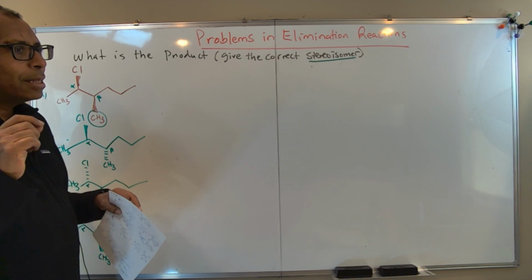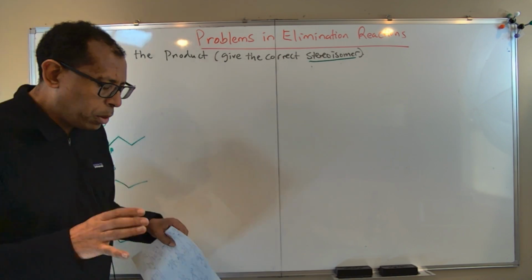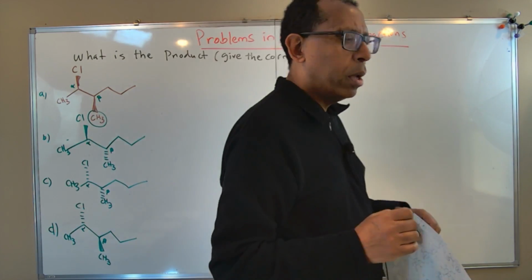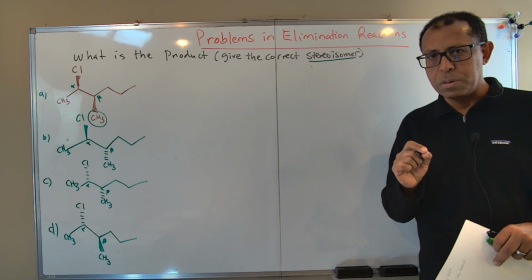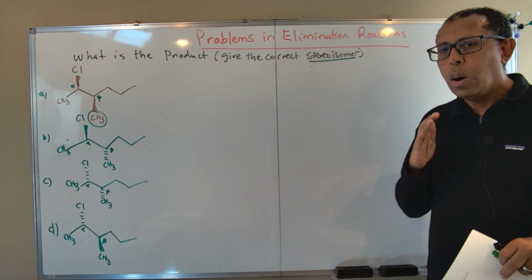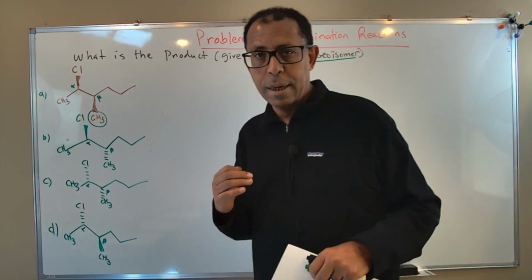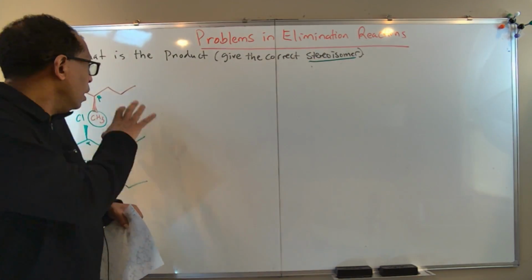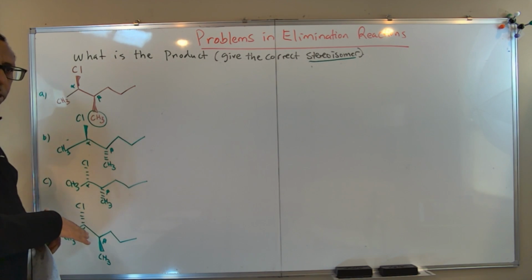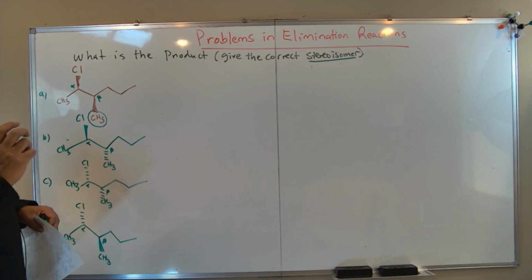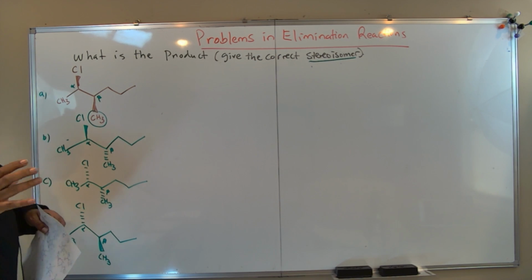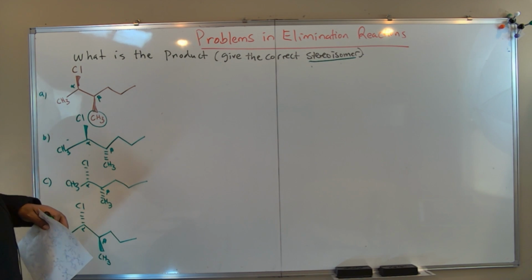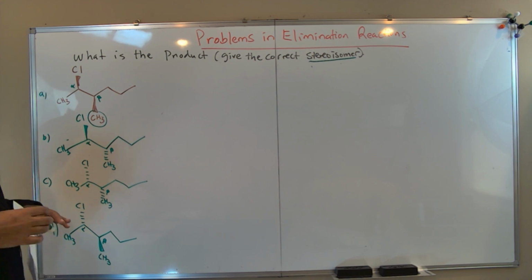So I'm going to solve this problem, and the problem is: what is the product, and give the correct stereoisomer. So the main important point of this problem is to give the right stereoisomer, either E or Z isomer in the alkene. The initial starting materials are stereospecific enantiomers, clean enantiomers. Remember in chapter 5 we learned about stereochemistry.